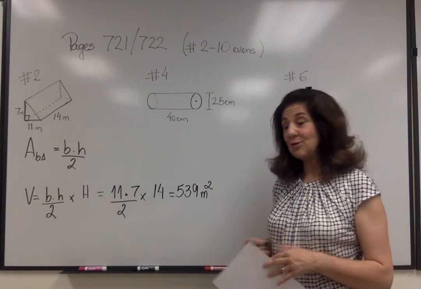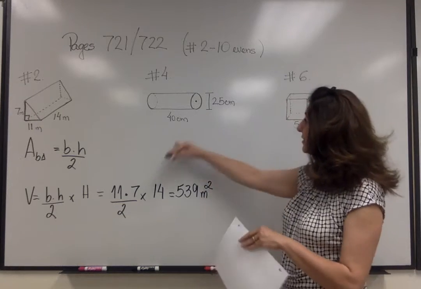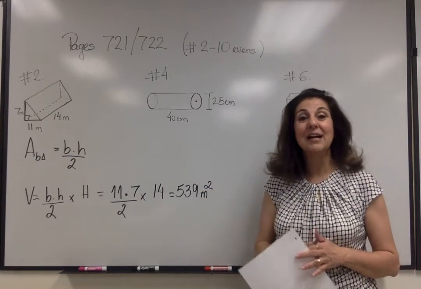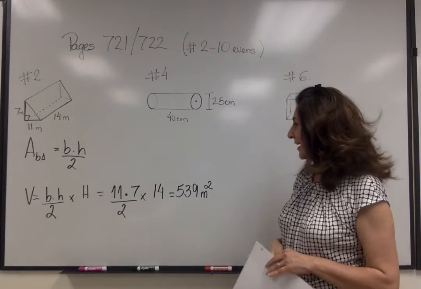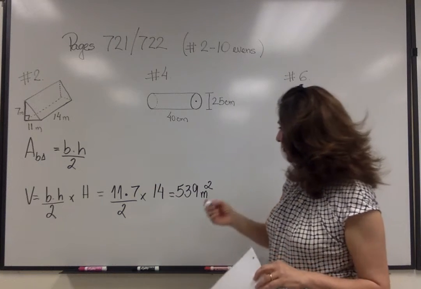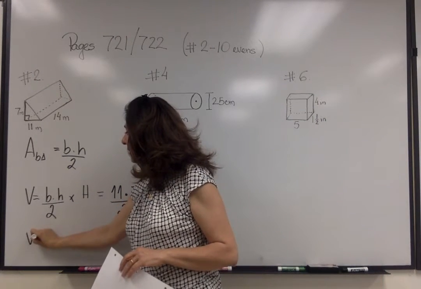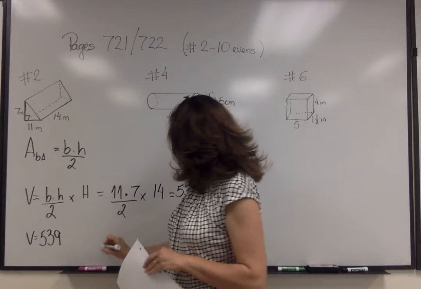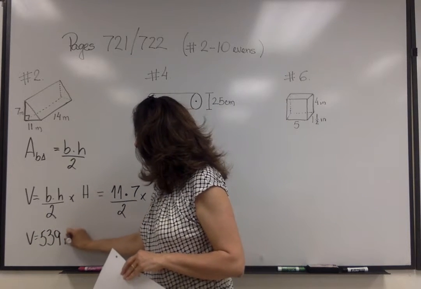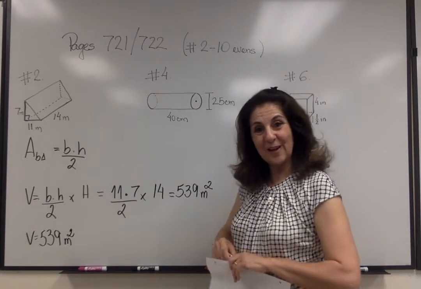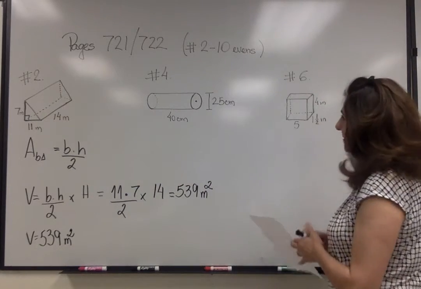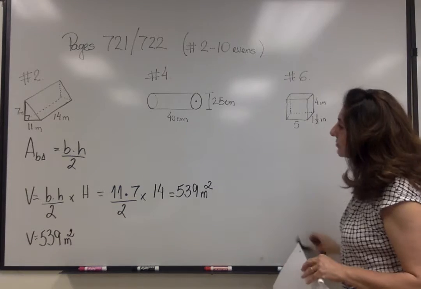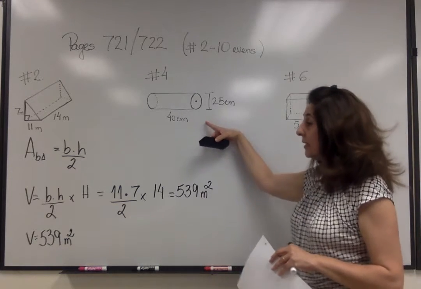So now I'm going to erase this because I took all the space for problem number 4. So I will write it over here that the volume is 539 meters squared. Okay? All right. So now let's go to our next problem, which is problem number 2.